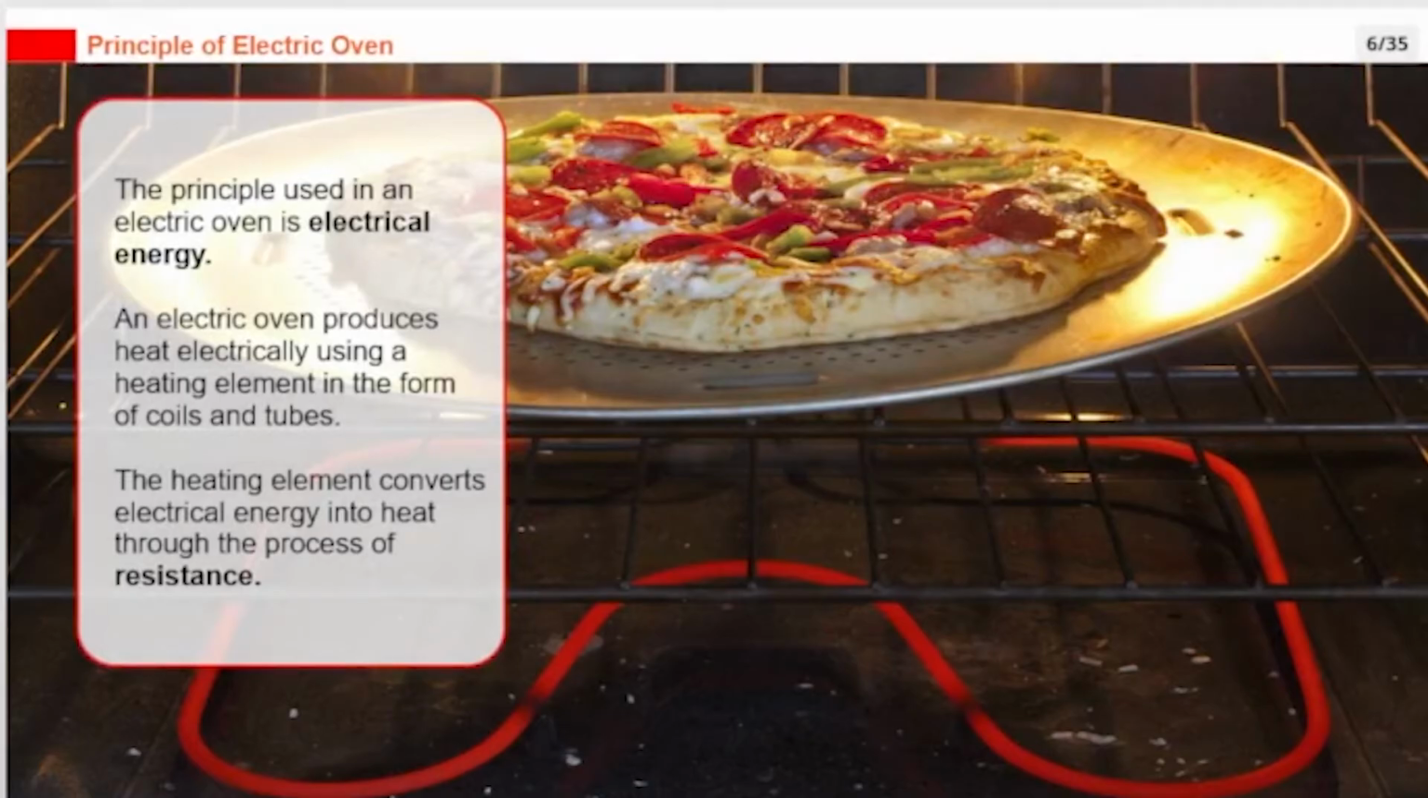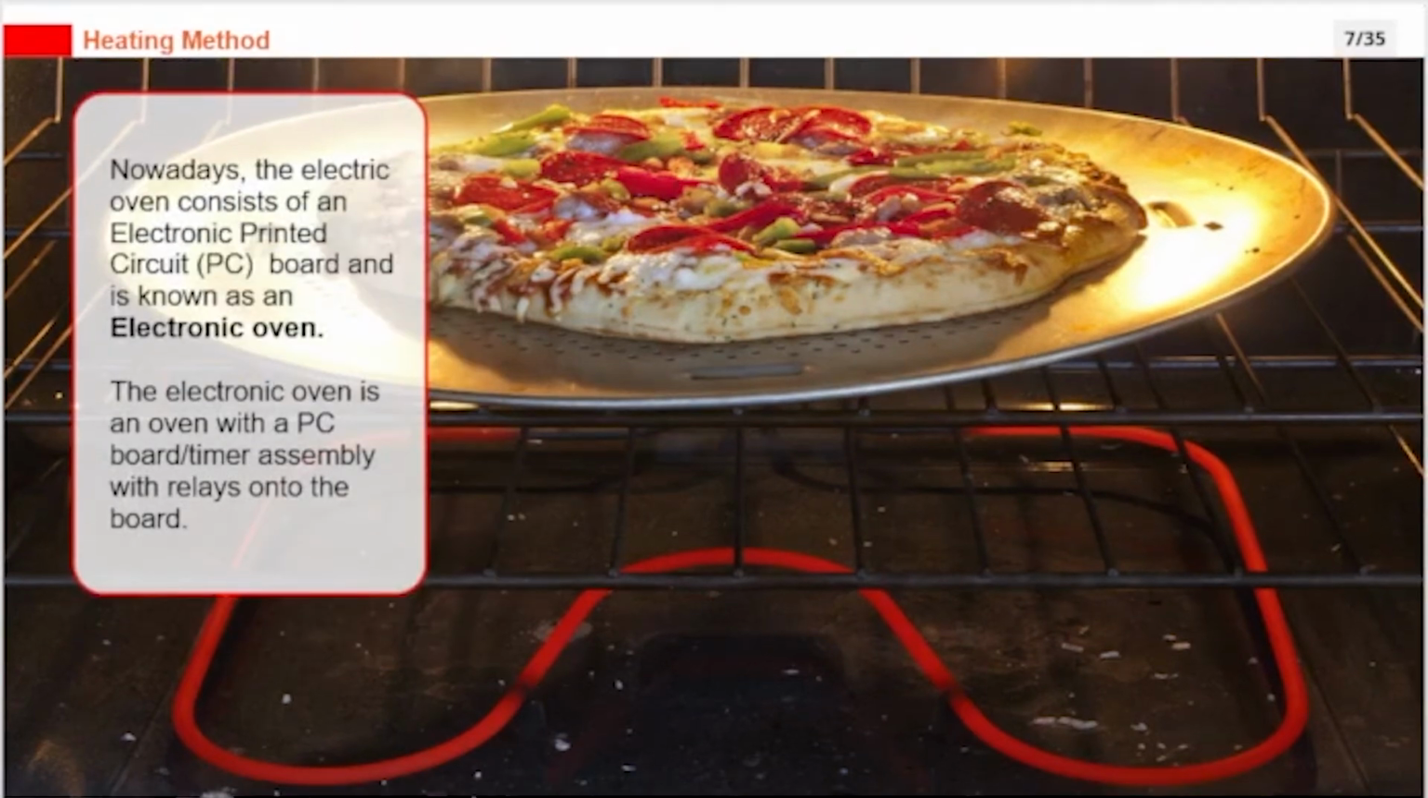The principle used in an electric oven is electrical energy. An electric oven produces heat electrically using a heating element in the form of coils and tubes. The heating element converts electrical energy into heat through the process of resistance.